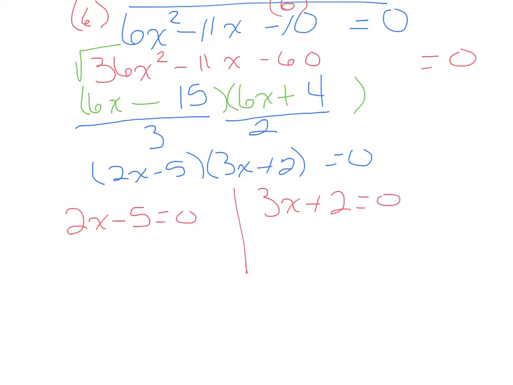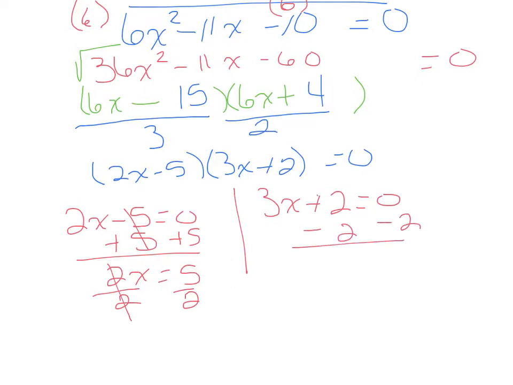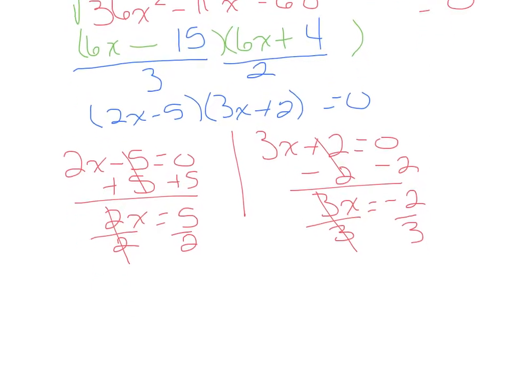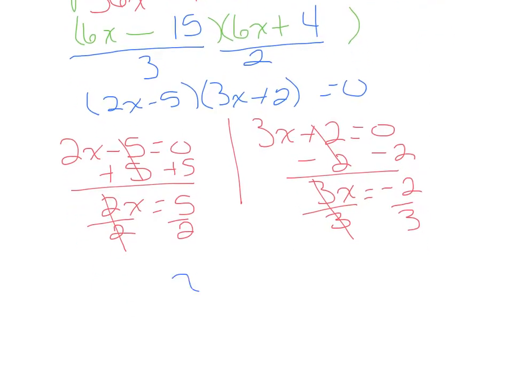You have 2 steps of factoring. Add 5. And then divide by 2. So x equals 5 halves. Over here, subtract 2. And then divide by 3. So our solution set, we're going to write down here, x equals negative 2/3 and 5 halves.